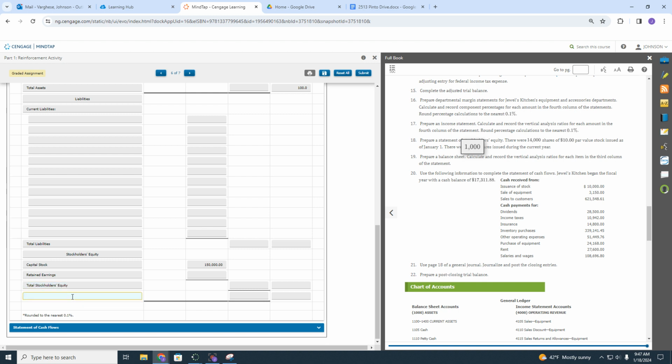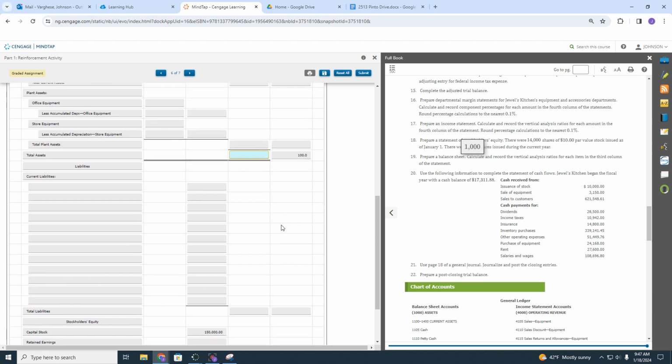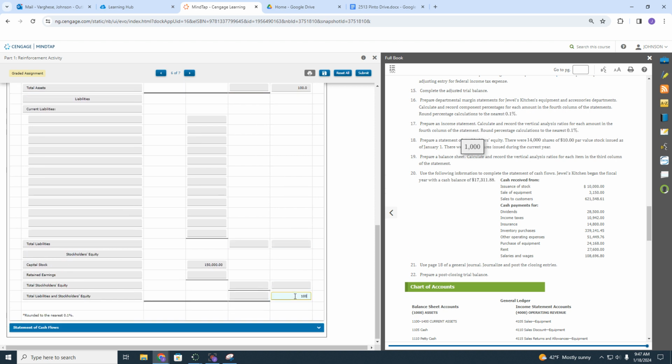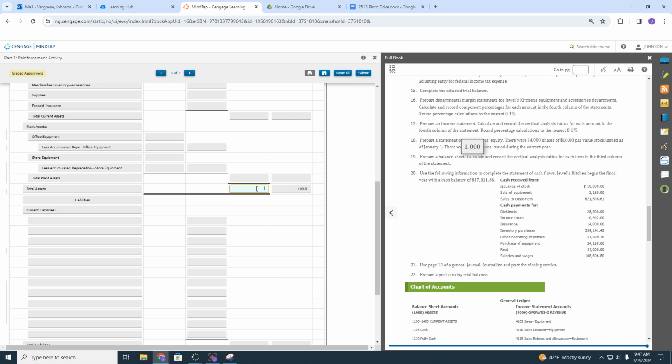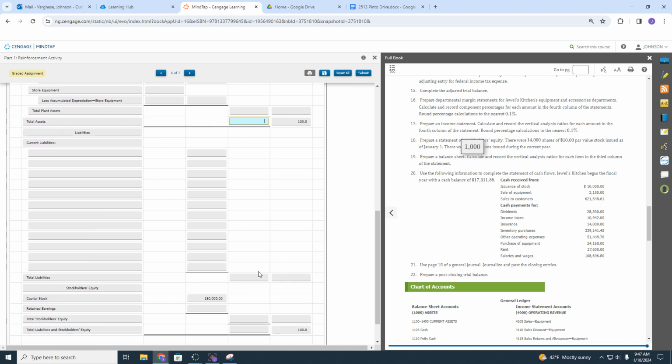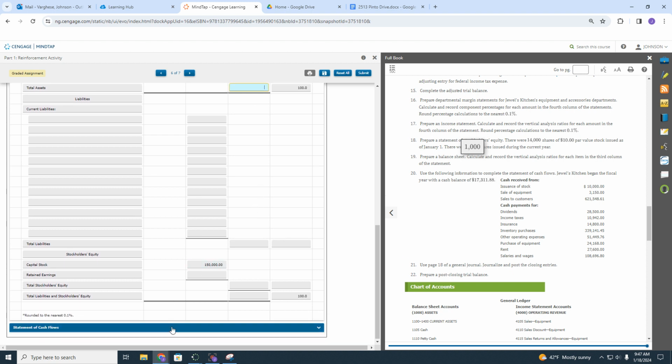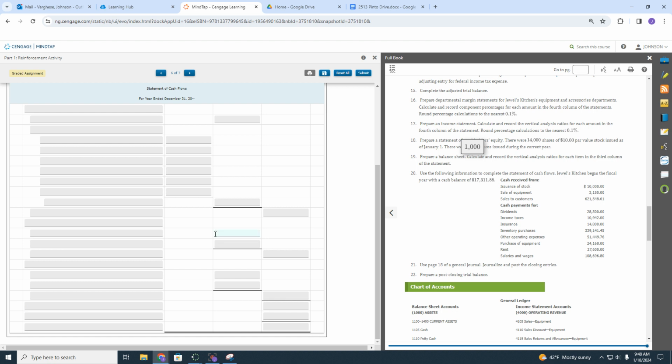All right, and then I'll add my liabilities plus my stockholders' equity, and this amount should be the same as my total assets, so this number should be 100 as well. Now remember, even these numbers down here are going to be divided by total assets, so don't mess up your percentages. Everything's getting divided back to the total assets. All right, and then finally the statement of cash flows.